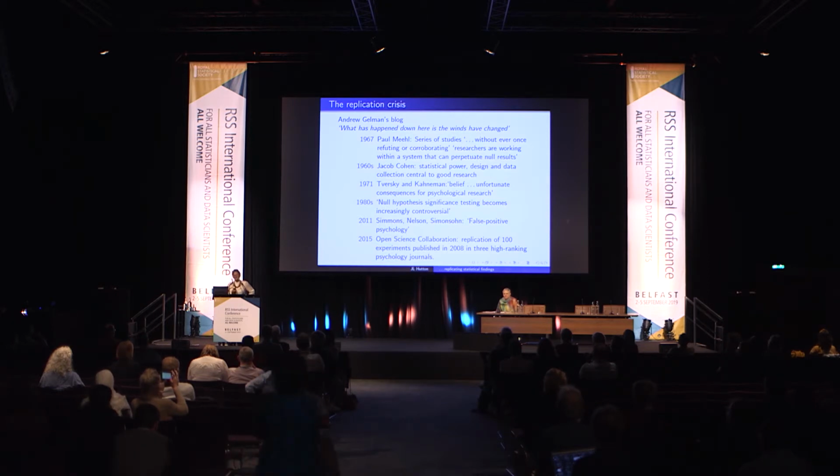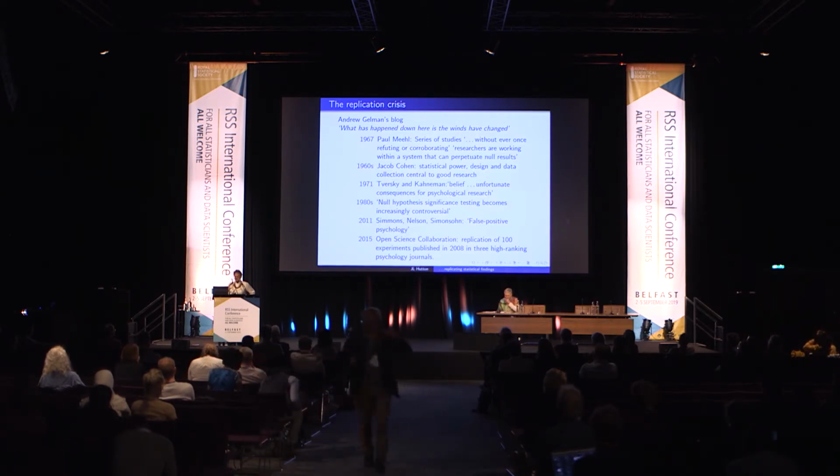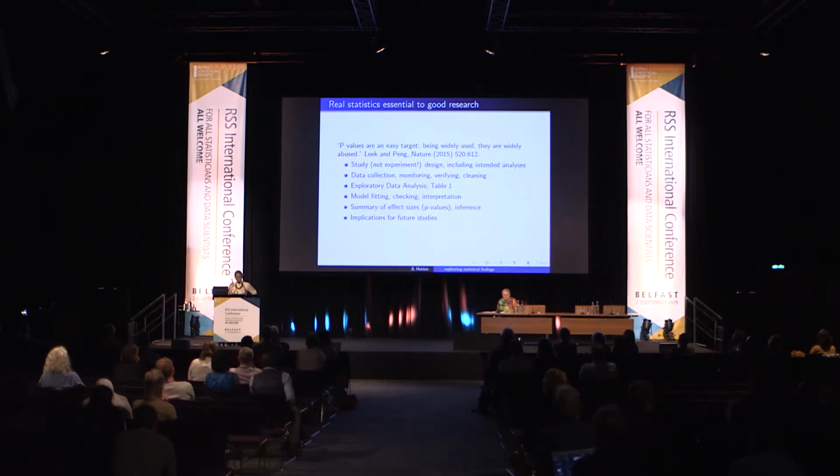Then Cohen pointed out that actually maybe you should think about design, power, data collection. Tversky and Kahneman said, well, unfortunately, researchers' ignorance about uncertainty and variation and their beliefs in what they do has some rather unfortunate consequences. But that got forgotten. And then gradually we get some concern about significance testing and false positive psychology. And then we get the Open Science Collaboration. We replicated papers published in high-ranking journals. Okay.